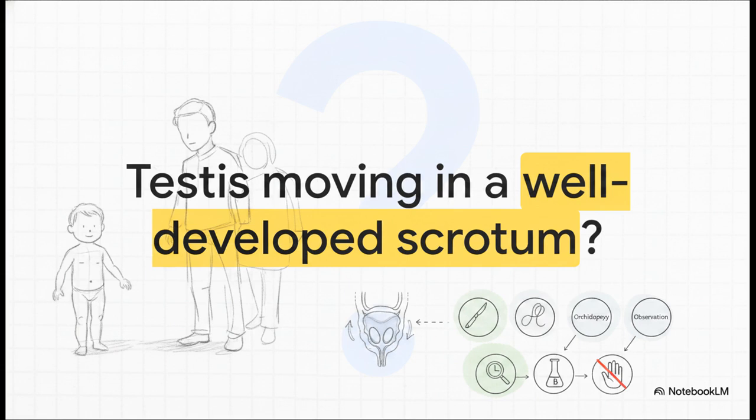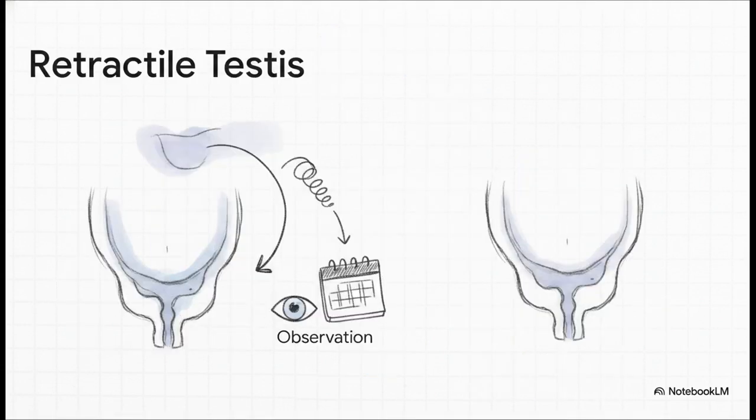Option C is the best strategy. Observation with follow-up is the answer. This specific presentation points straight to an overactive cremasteric reflex. A well-developed scrotum perfectly differentiates a retractile testis from true cryptorchidism. True cryptorchidism features an underdeveloped scrotum, which is often referred to as the scrotal sign. Observation is absolutely key here to monitor for an ascending testis, where the cord literally shortens over time.